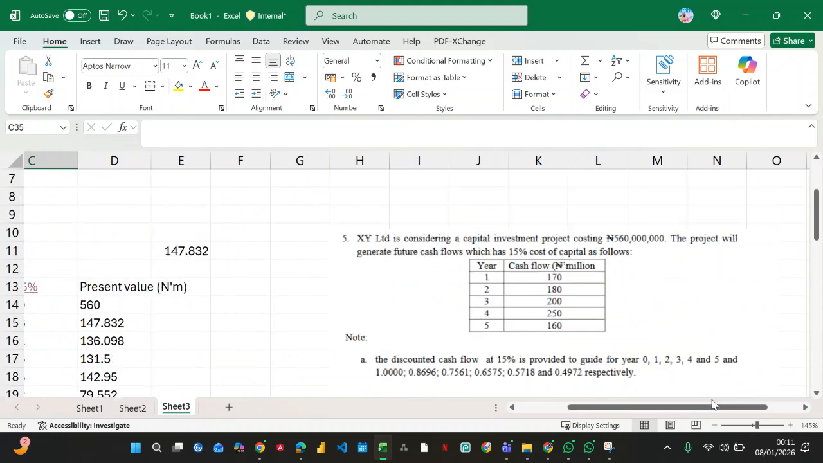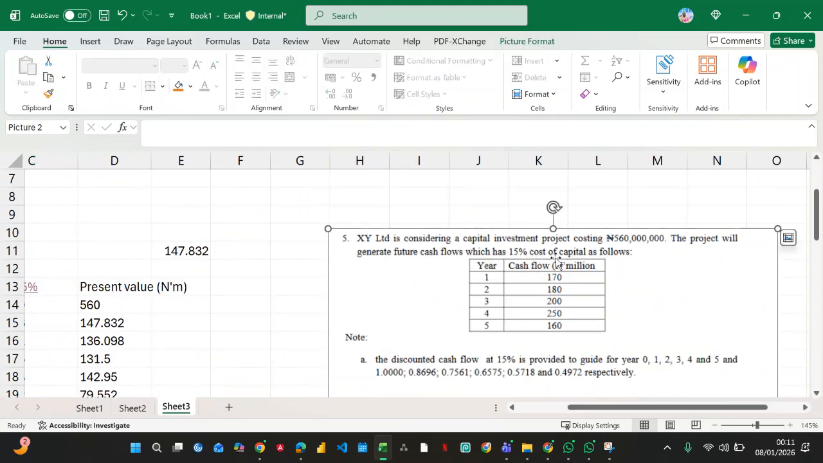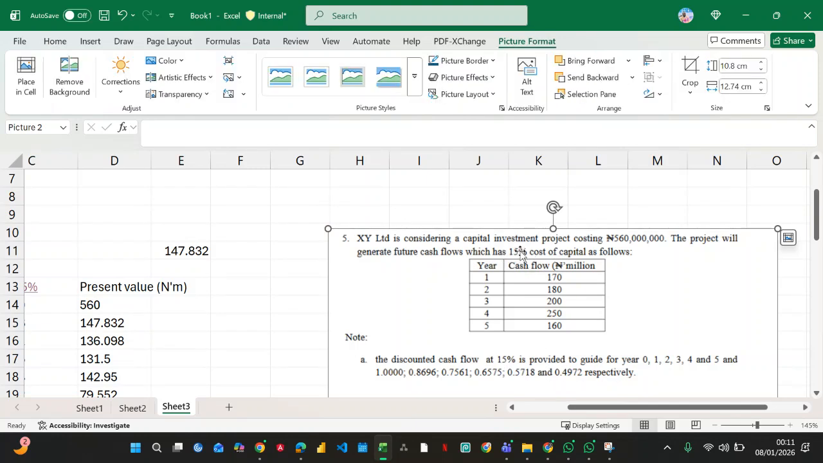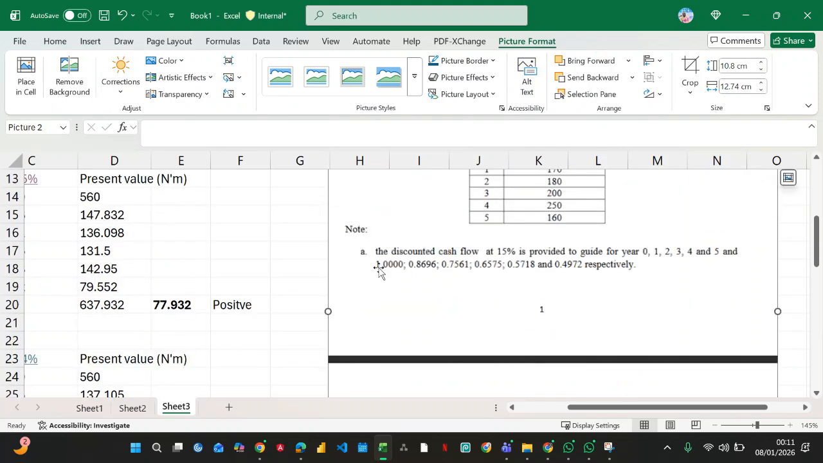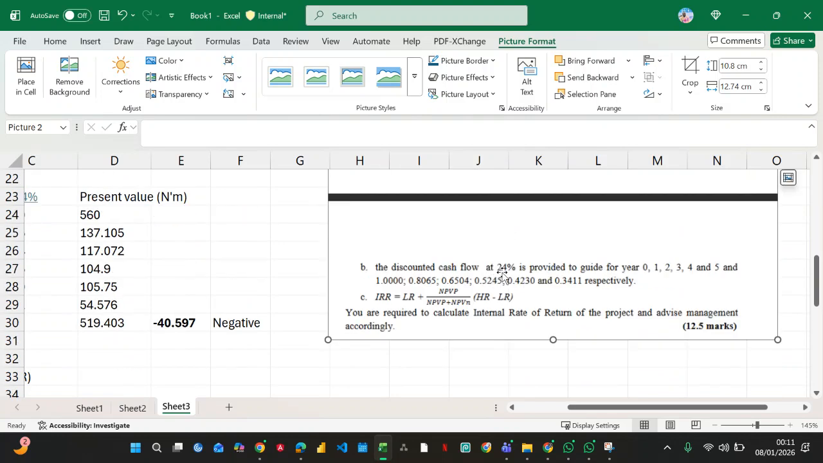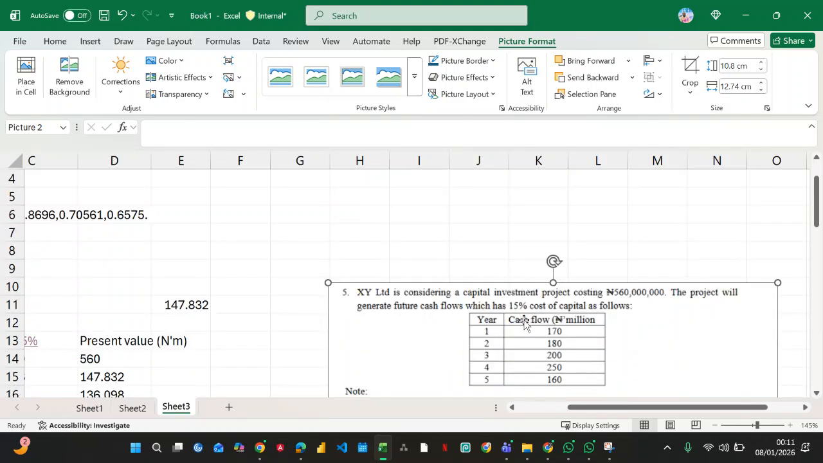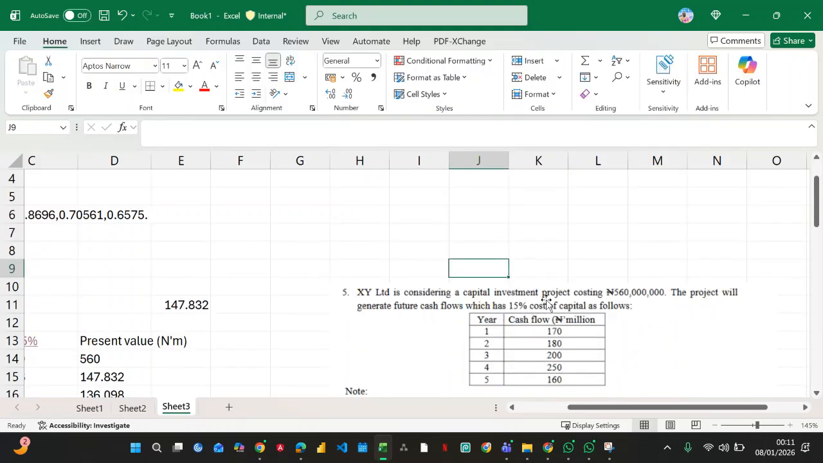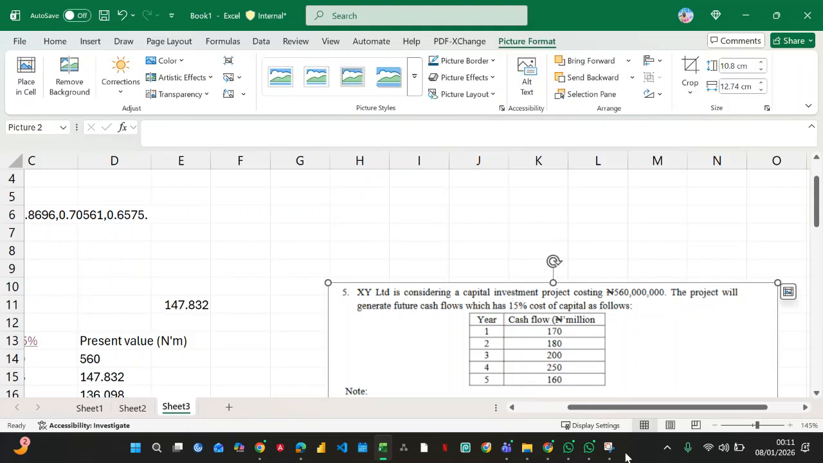So what about the 24%? Now, where is it? Going back to this stuff. All these ones are different. See, the cost of capital was given to you here. This is what is given to you. It's not about this thing. These are the discounted cash flows. These are different things.